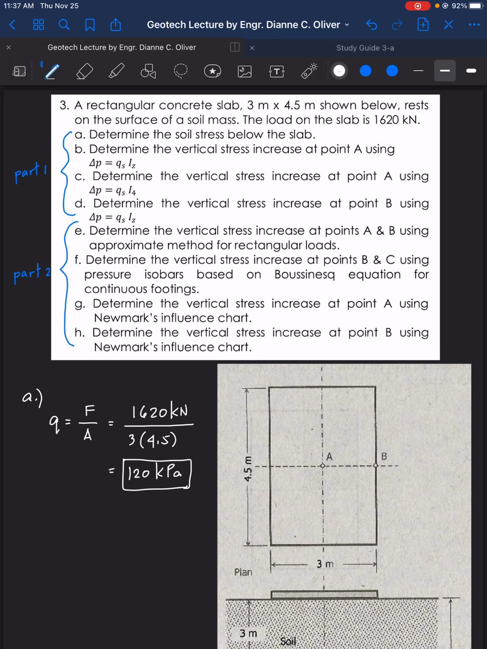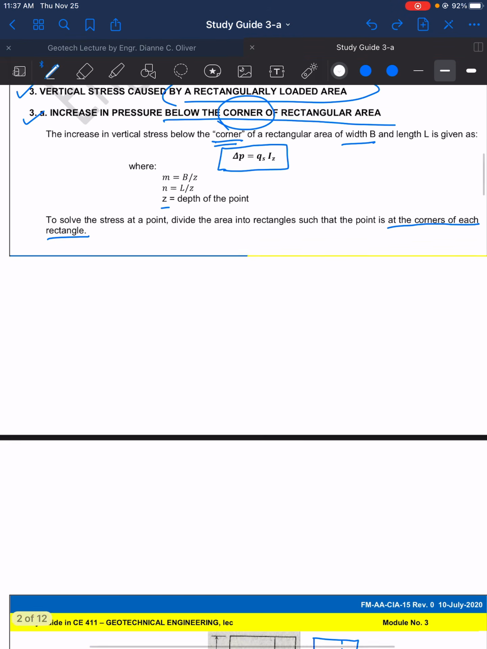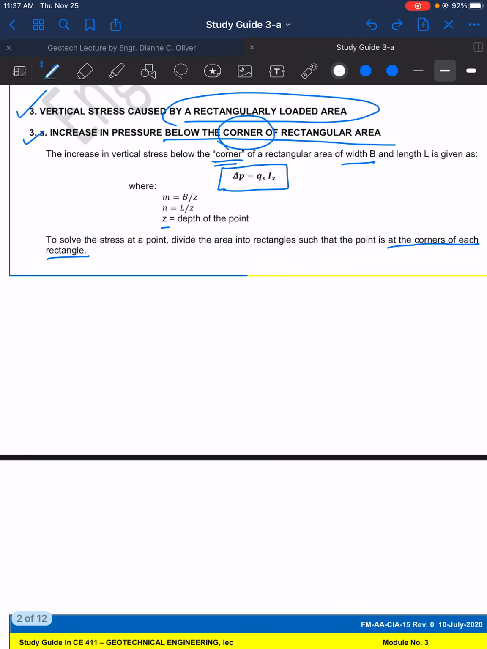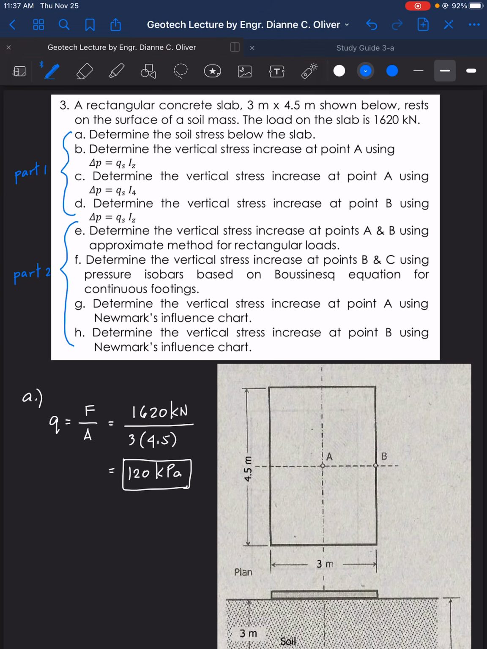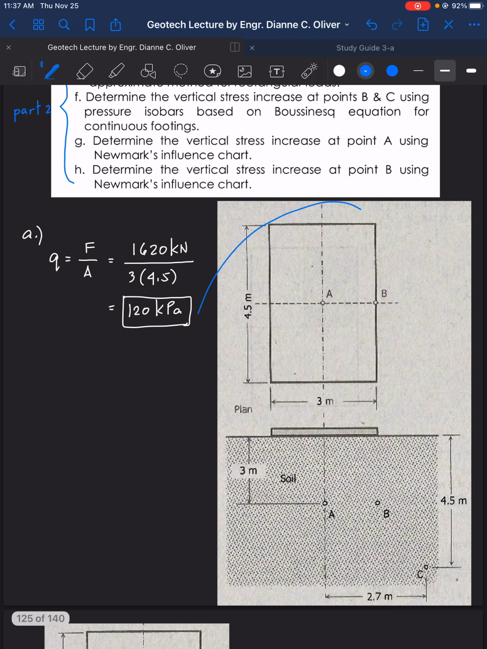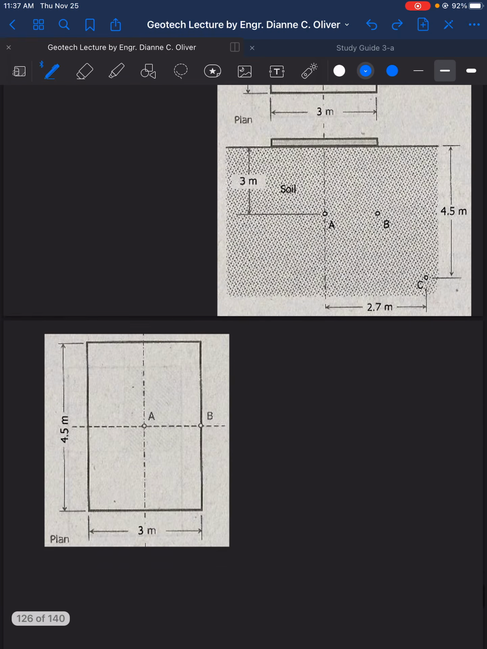Let's go to letter B. So again, for letter B, we have the case 3-A. How to solve again for case 3-A? It says there we need to divide the area into rectangles such that the point is at the corners of each rectangle. So we will take this into here. So this is letter B.